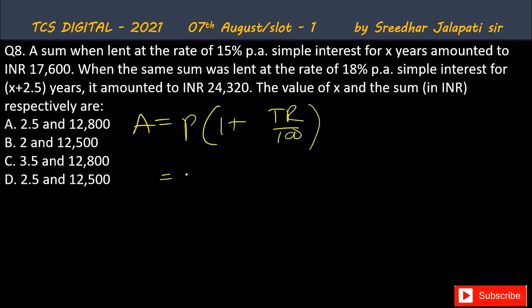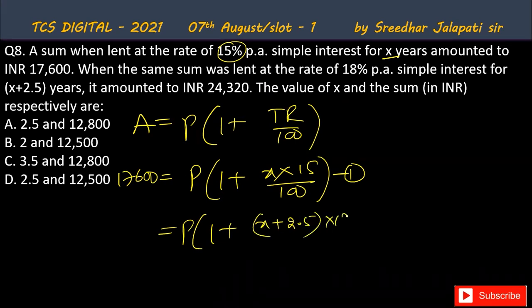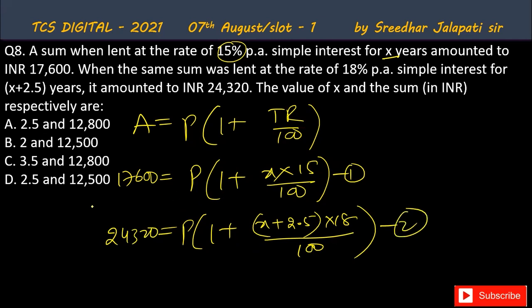Now we do not know P. So P into 1 plus, initially for X years at 15% per annum, TR by 100. Amount is given as 17,600. This is equation 1. Next, same P, this time for X plus 2.5 years at the rate of 18% per annum, amount is 24,320. So we have two equations. We have to solve these two equations to find P and X.